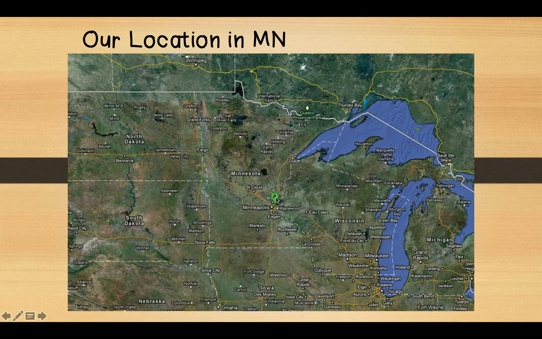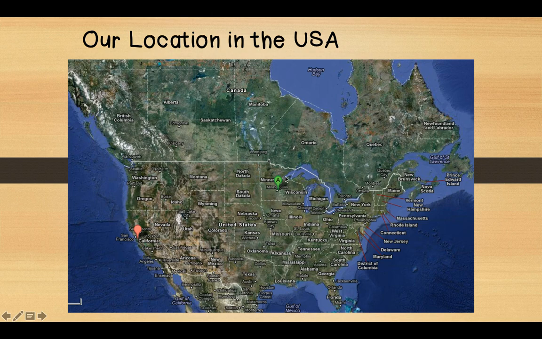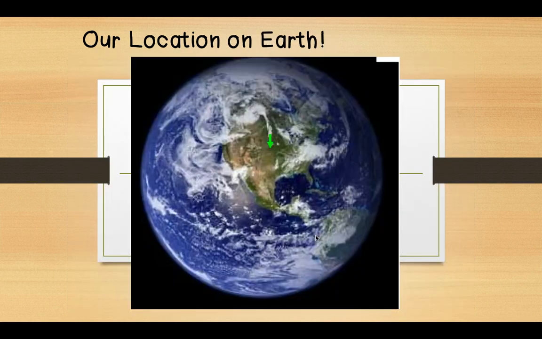This is our location in Minnesota. You can see Roseville is about here compared to St. Cloud, Minneapolis, Rochester, Wisconsin, Michigan. That's our location in Minnesota. This is our location in the United States. Now you can see Canada up here, the rest of the United States, different parts. So that's our location. Again, we're zooming out for perspective. There's our location in the United States.